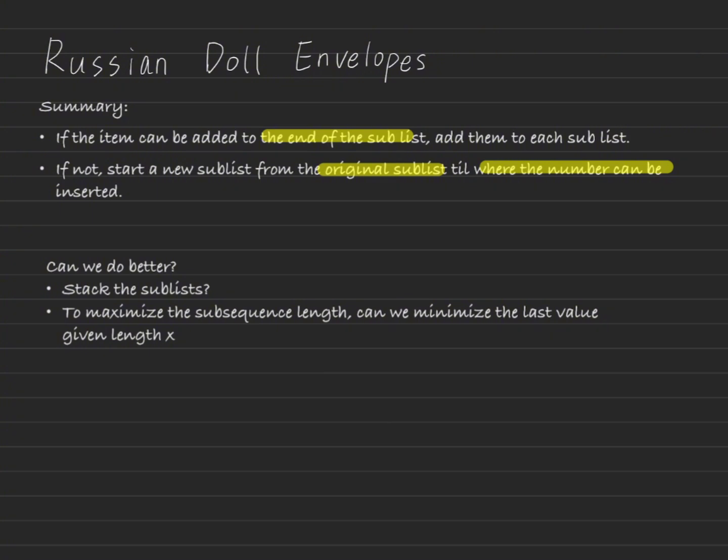So can we do better? Can we stack the sublists somehow? And how do we stack them? Our goal is to maximize the subsequence length. So given a subsequence length of x, can we try and minimize the last value? Let me explain what I mean in the next slide.